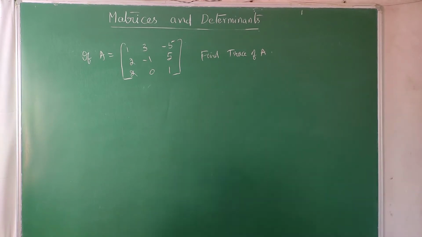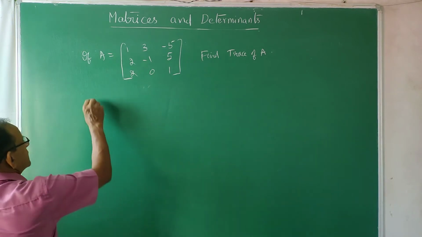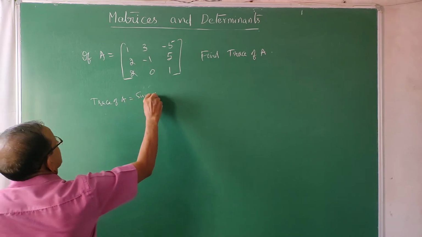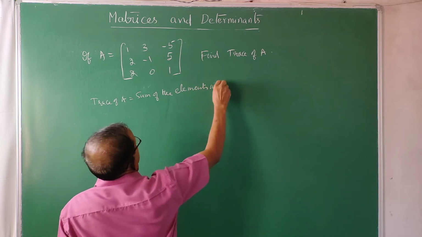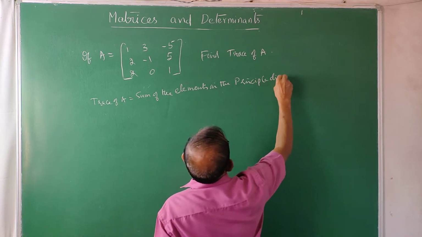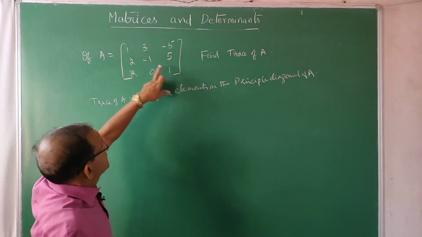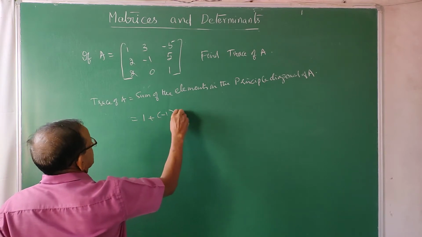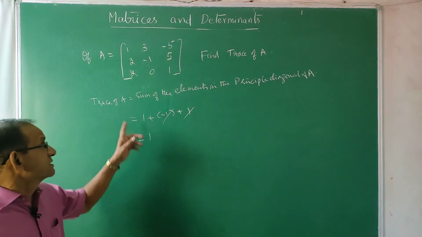Here A is given as a 3 by 3 matrix. What is the trace of A? What is the definition of trace of A? Sum of the elements in the principal diagonal of A. What is the sum of the elements in the principal diagonal? 1 plus minus 1 plus 1. These two are cancelled. So we have got 1. The trace of the matrix A is 1.